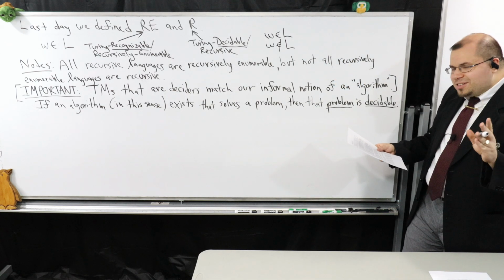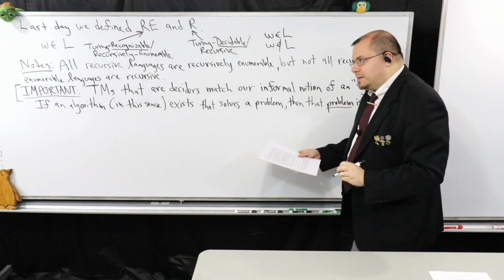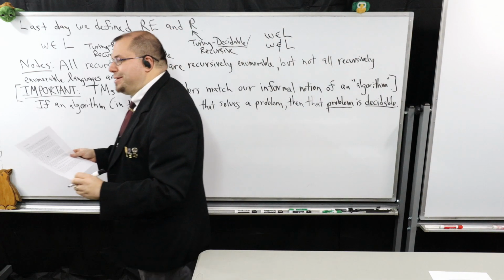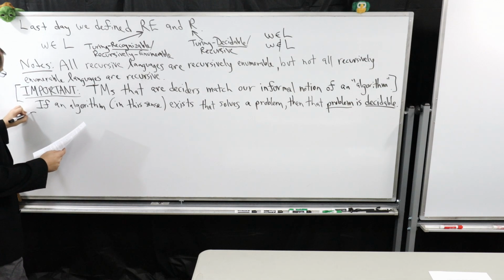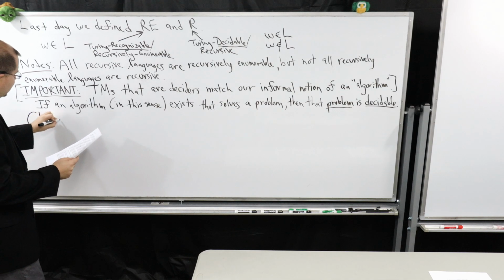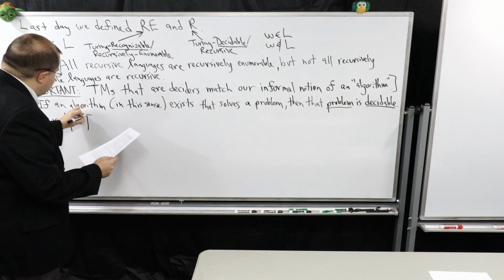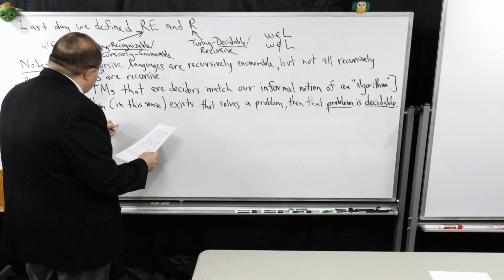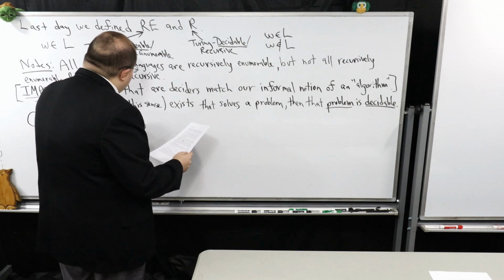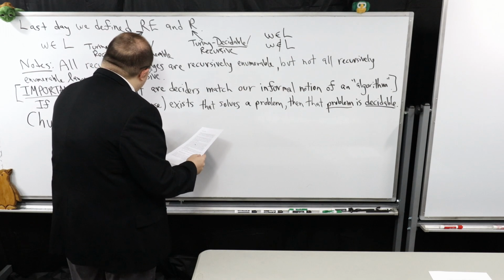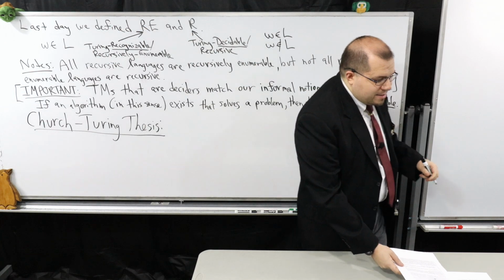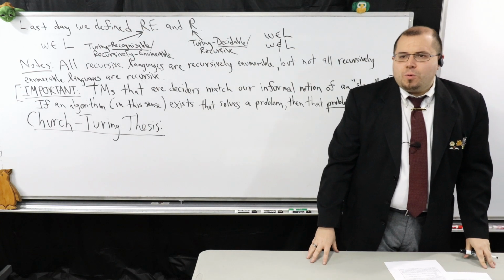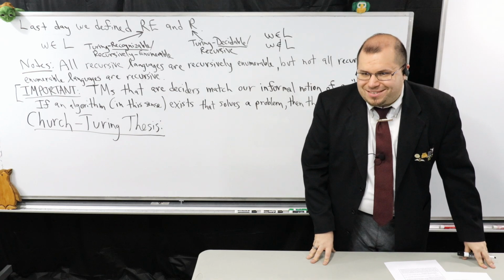So that brings me to talking about something I would consider a big deal. This is the big deal. I want you to really think about it. It brings me to talking about what is called the Church-Turing Thesis. This is named after Alonzo Church and Alan Turing, who had different conceptions of what computation means.